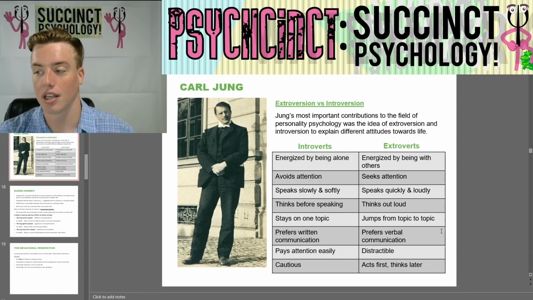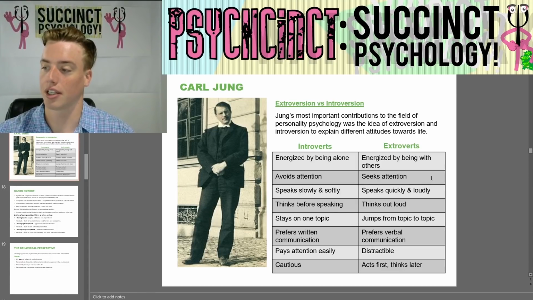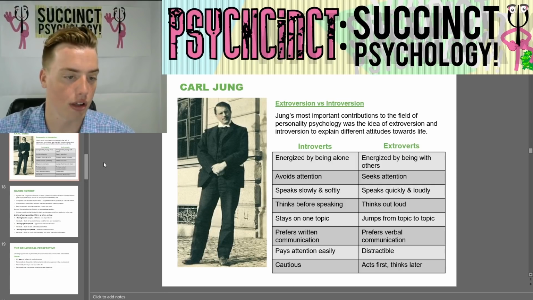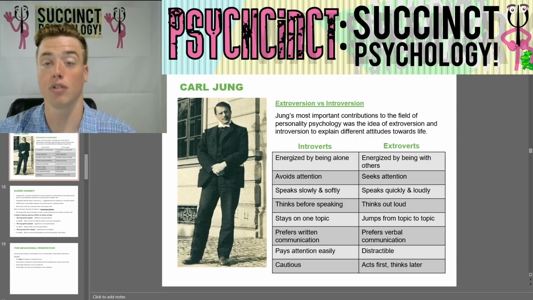Now, extroverts: they're energized by being with others, being out there, out with others, seek attention, they speak quickly and loudly, think out loud, they jump from topic to topic, prefer verbal communication, they're distractible, and they also act first and think later.